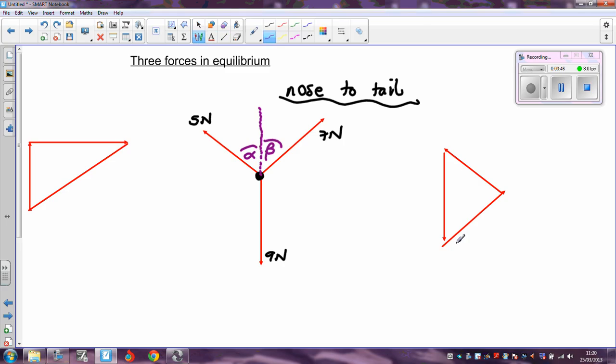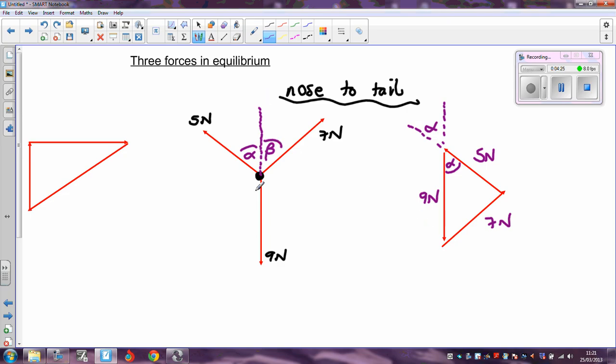Okay, and let's just put the magnitudes on. So that's my 9 newton force, that's my 7 newton force over there, and then the 5 newton force is going in that direction. And as we've said, we know that the vector sum is going to be zero. So basically this is a closed triangle. Right, let's put alpha and beta onto the diagram. Now alpha is the angle between the 9 newton force and the 5 newton force. So if I extend upwards here, there's the 9 newton direction, here's the 5 newton direction, so that angle there is alpha. And if I draw that within the triangle, this angle here is alpha, so I should be able to find that easily enough.